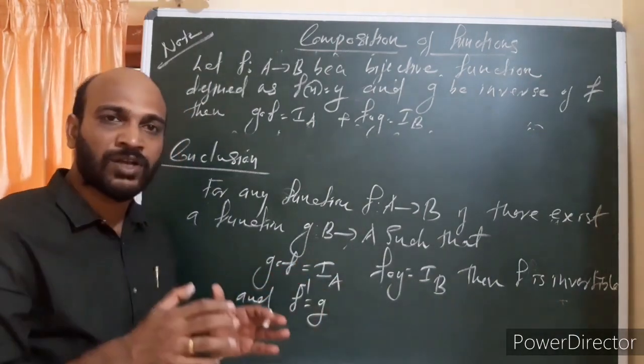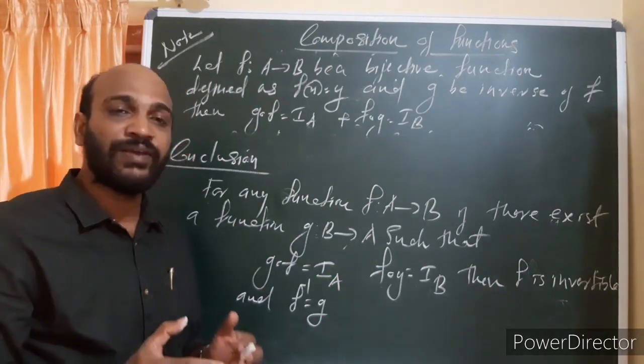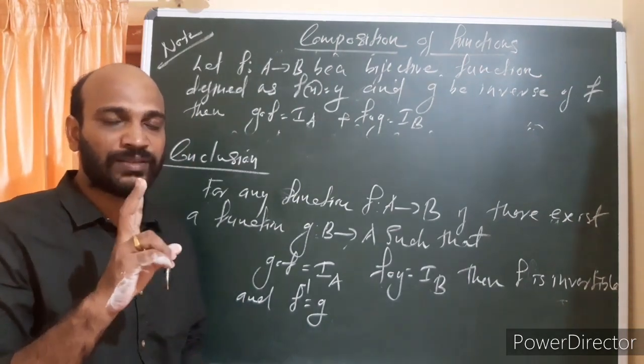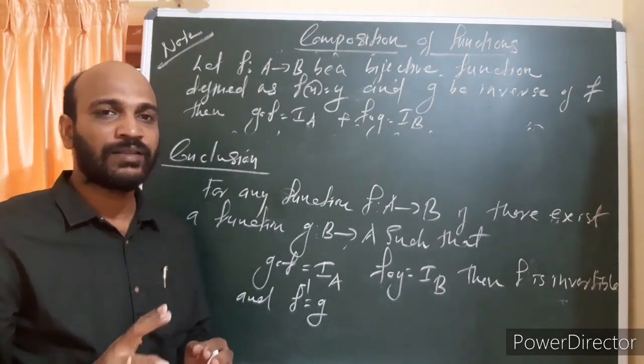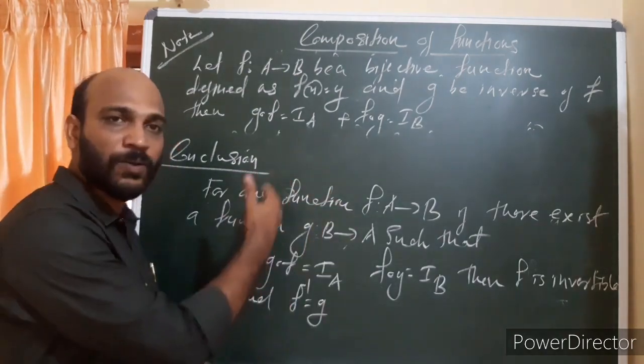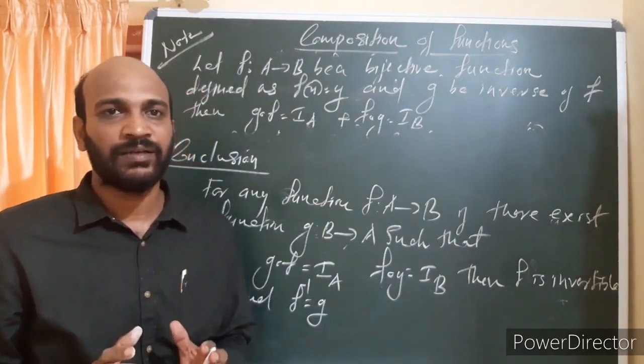That means g of f of x is equal to x and f of g of y equal to y. Then we can say that f is invertible. So we have two methods for finding invertibility. The first one is the one-one-onto method and the second one is by using composition.